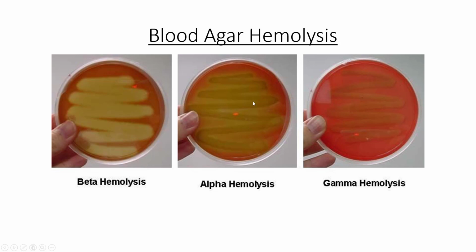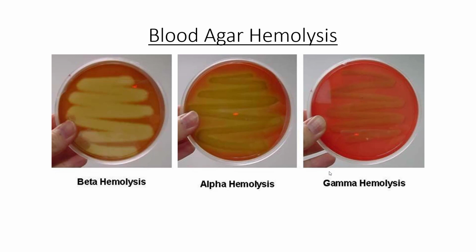You can see the yellow hue around the bacteria, but clearly it's not as clear as it would be for beta. So again, we call this partial hemolysis, and that really should be in quotes. Gamma hemolysis might show a small amount of yellowing, but largely leaves the red blood cells untouched.